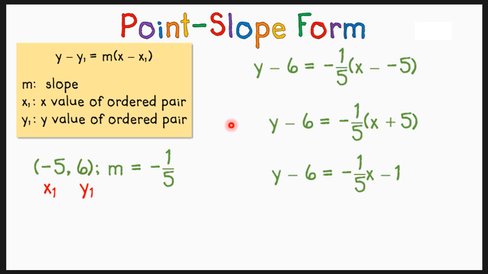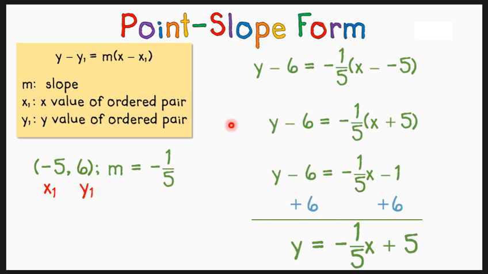So the equation would then be y minus 6 equals negative 1/5 x minus 1. To continue to isolate y, we need to add 6 to both sides of the equation, and then we are left with y equals negative 1/5 x plus 5.